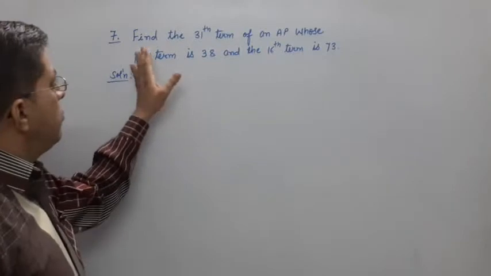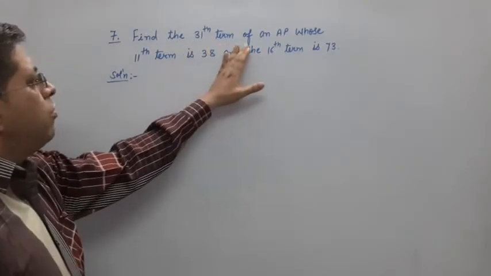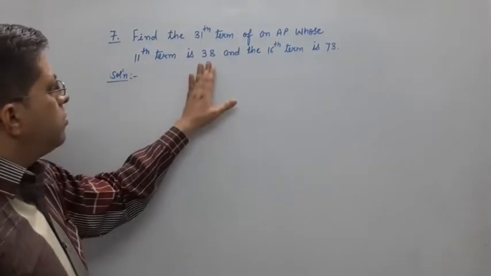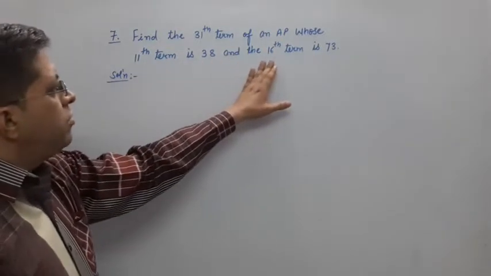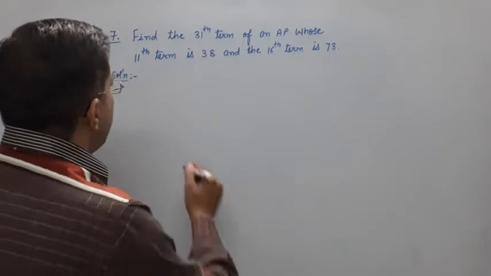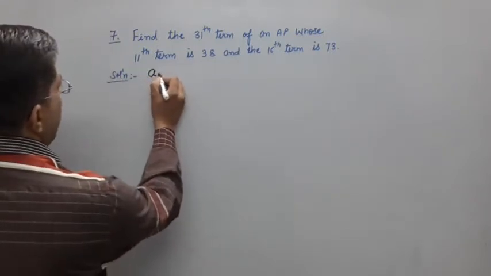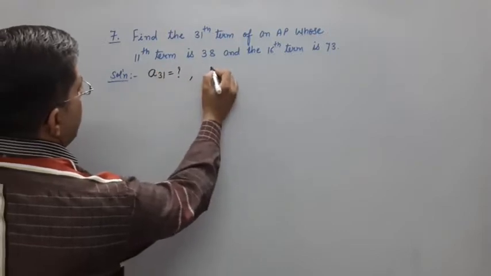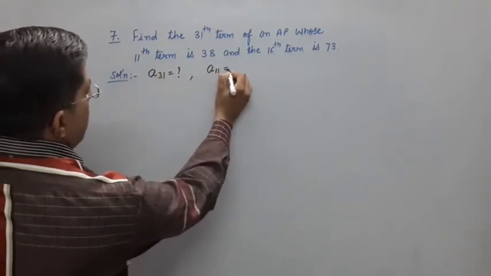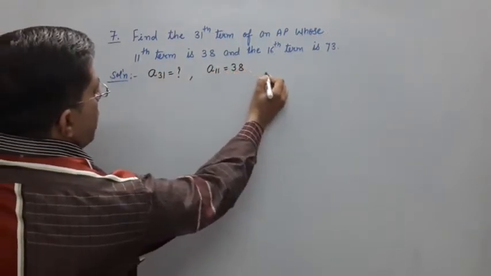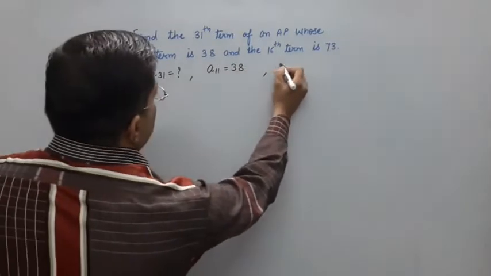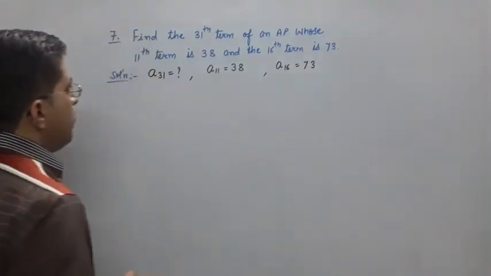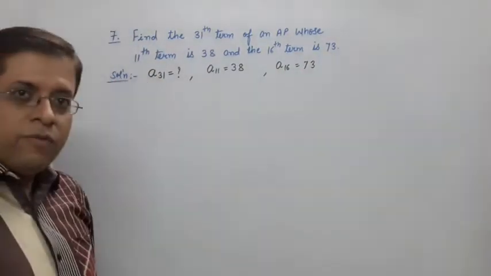Now the question is: find the 31st term of an AP whose 11th term is 38 and the 16th term is 73. You have to find A31. A11 is equal to 38 and A16 is given to you as 73.